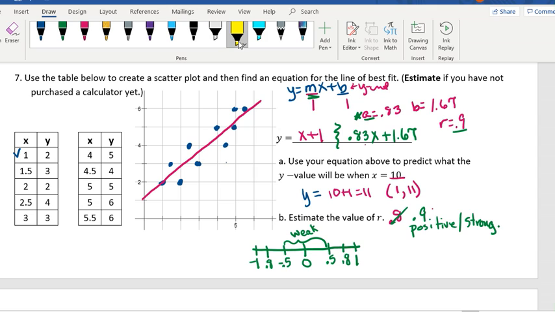Let's do it in yellow. Weak. Boom. The next one I'm going to do is moderate. Let's do that in this gray area. Gray and gray. This is moderate.